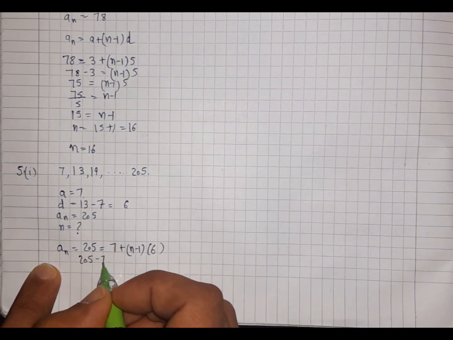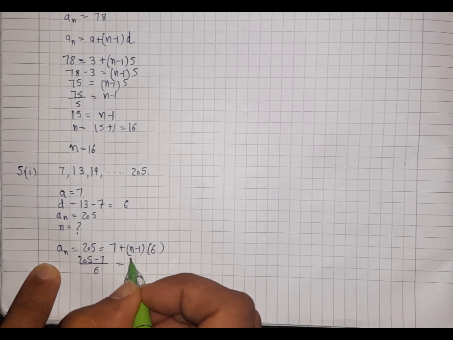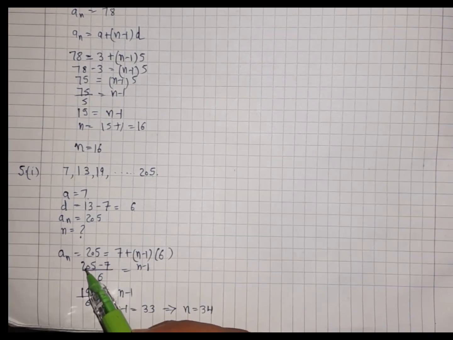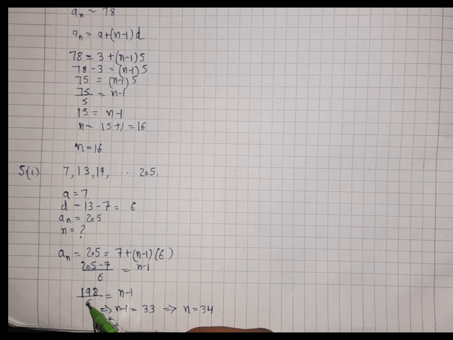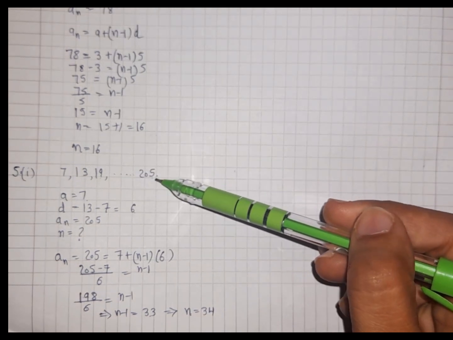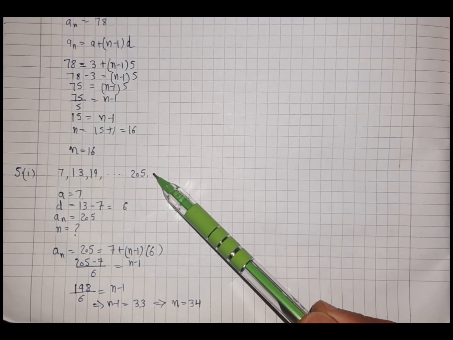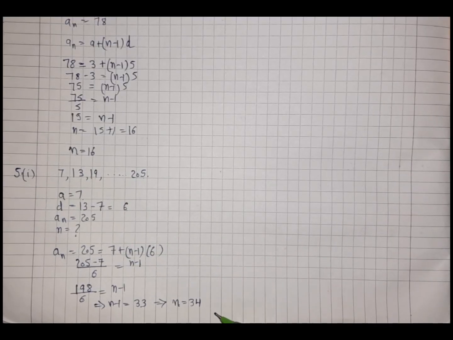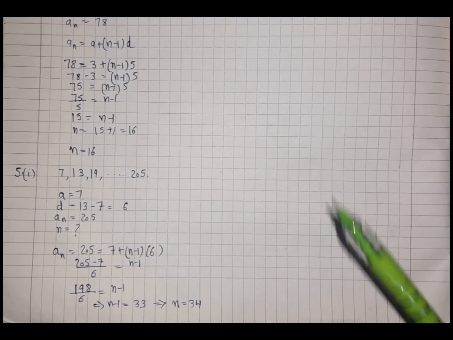205 minus 7 upon 6 equals n minus 1. Now 205 minus 7 equals 198, and 198 upon 6 equals 33. So n minus 1 equals 33, which implies n equals 34, so the 34th term will be 205. That means this AP contains a total of 34 terms and the last term is 205.